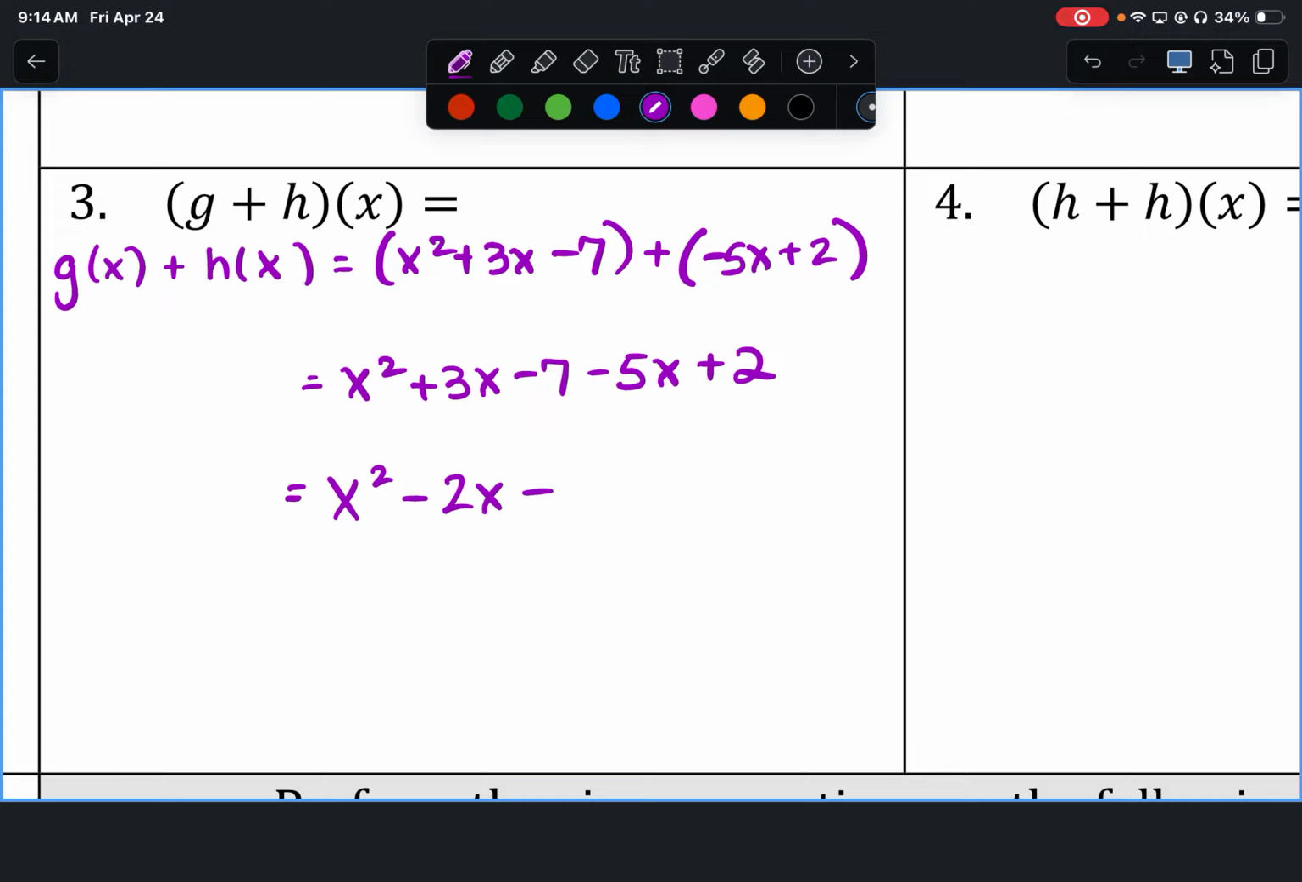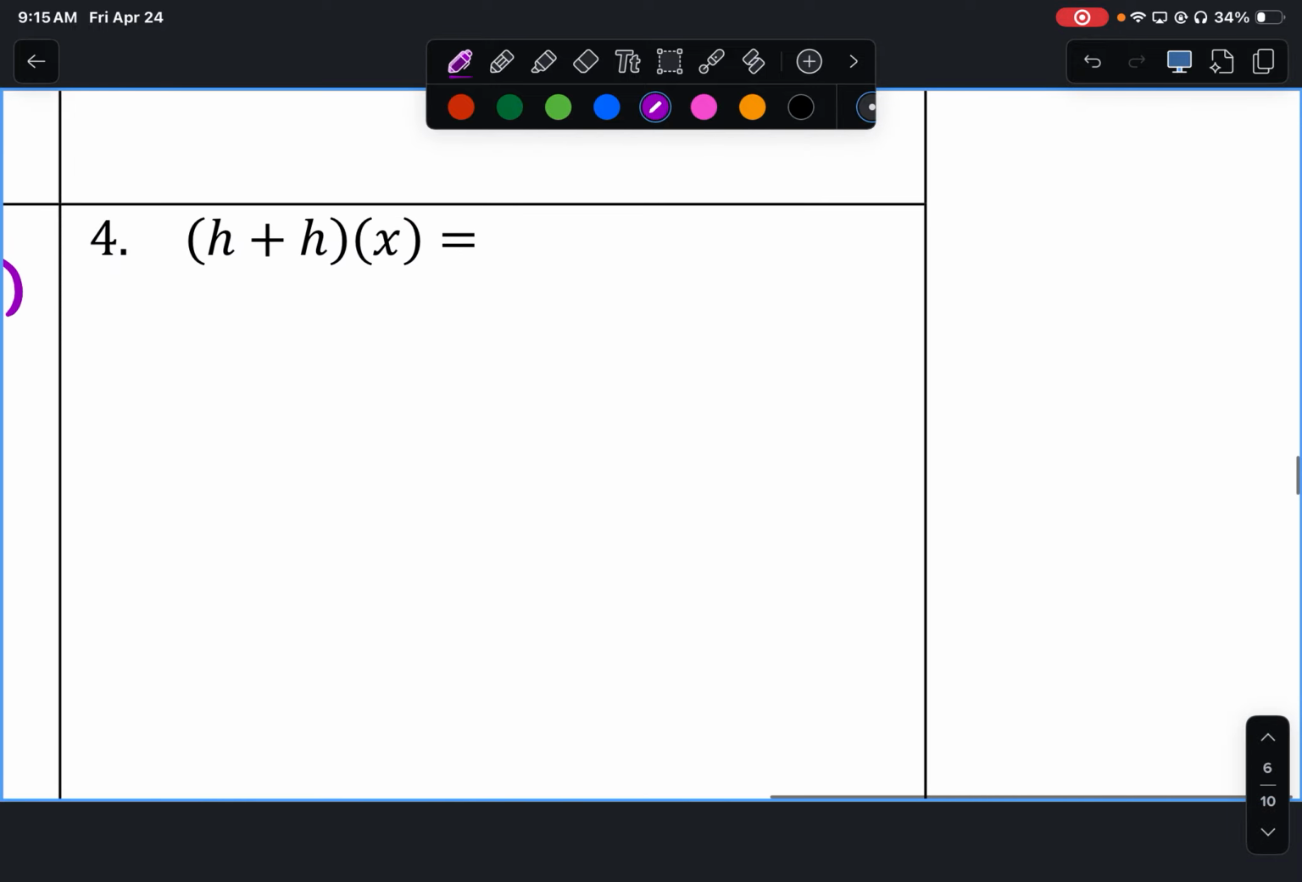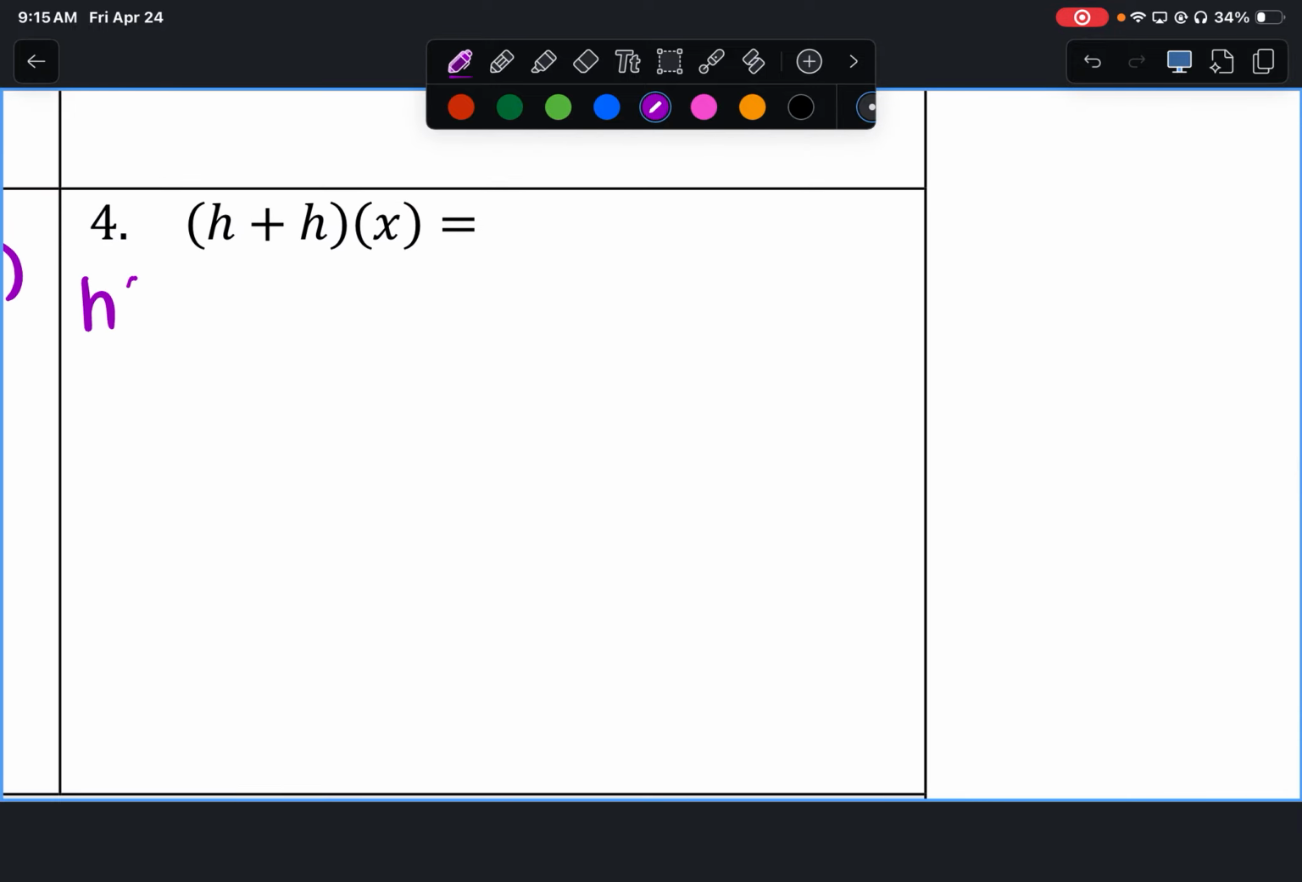All right. So, what is the answer to number 3? Yep. It is x squared minus 2x minus 5. We can also have questions like number 4 where it says (h plus h) of x. That just means we're saying h of x plus h of x. What is h of x?